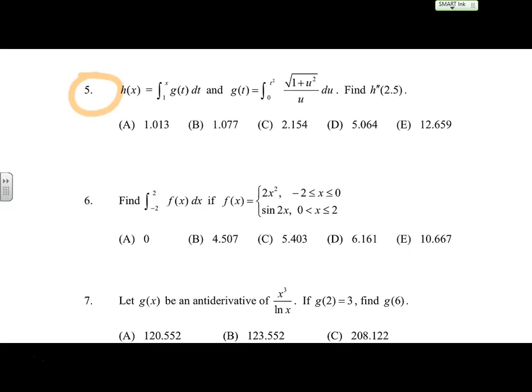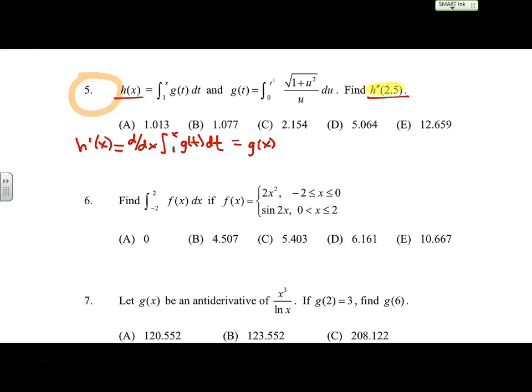Some of your brains need this. To find h double prime, start with h. I need to take one derivative of h. H prime. d dx of the integral from 1 to x of g of t dt. Isn't that FTC part 2? U equals x. Plug in u. G of x times 1, AKA just g of x. Oh, plug in 2.5. No.